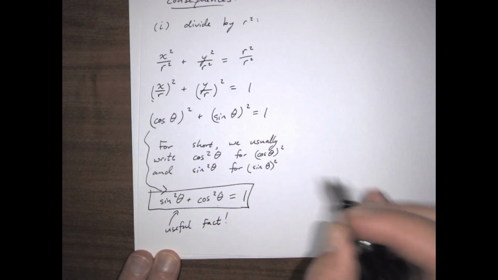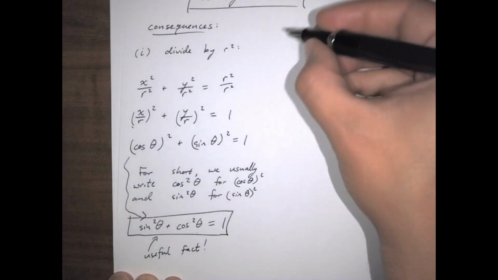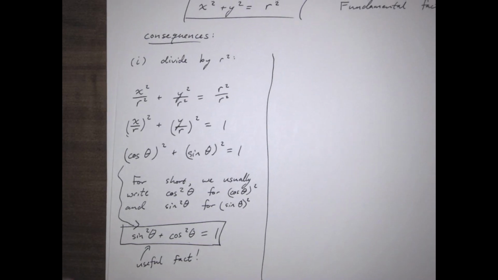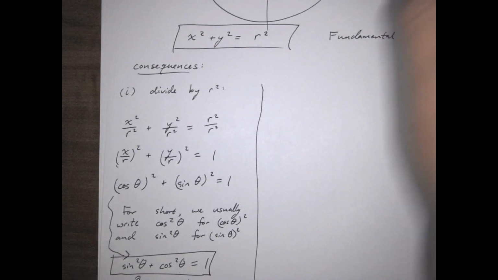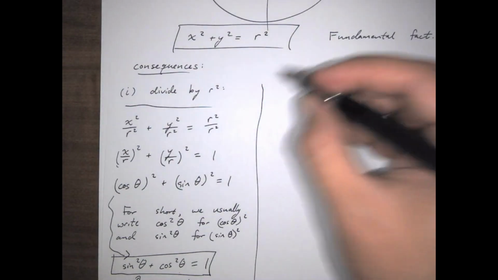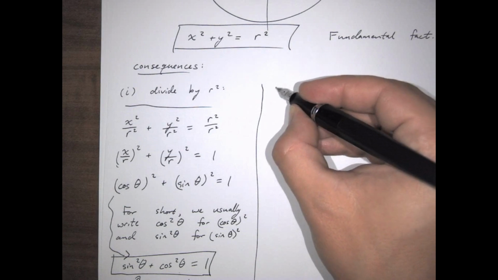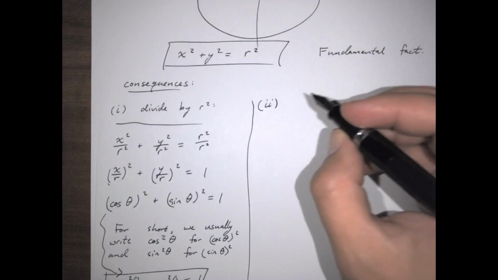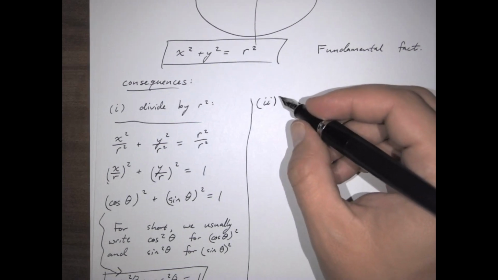Useful fact. Very useful. Okay, so that was consequence number 1, where we divided everything by r squared. Why did we do that? Because we wanted to make the kinds of trigonometric ratios that we were more familiar with. Now, we are also familiar with different combinations of x, y, and r. Those also make for different trigonometric combinations. So let's think about where that would go if we were to divide both sides by a different variable.